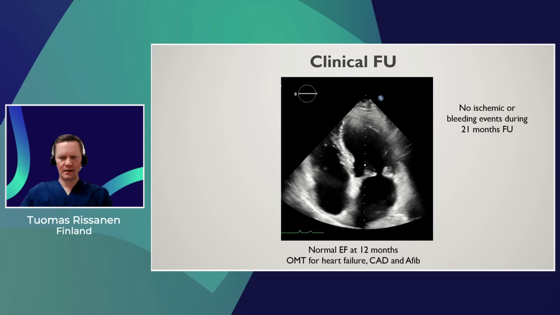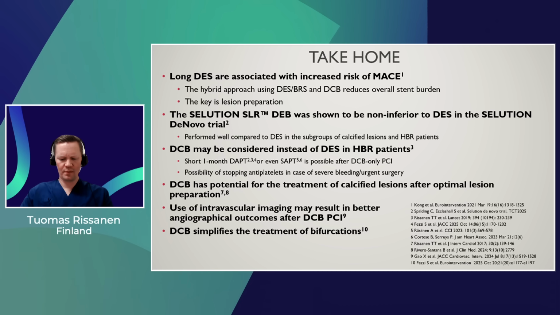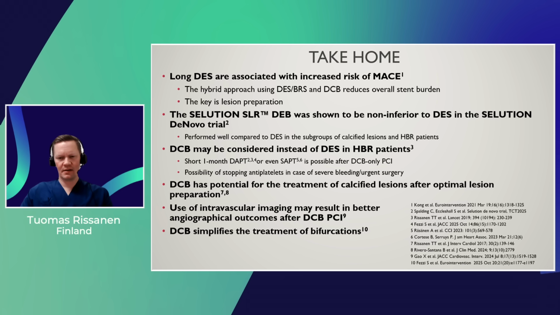So I think based on these two cases, we can conclude that, as Simon said, there is increased risk of MACE, especially related to long stents. The SELUTION DeNovo trial had indication that there might be especially benefit in the subgroups of calcified lesions and HBR for DCB. DCB may be considered instead of stenting, especially in HBR patients.